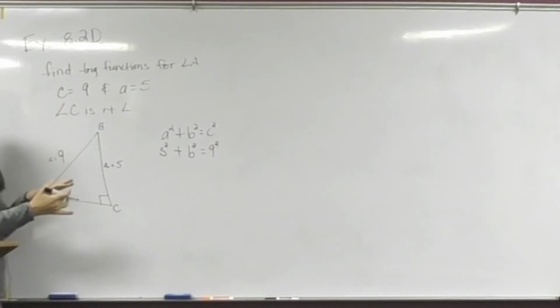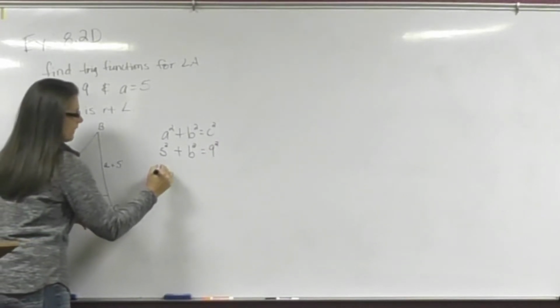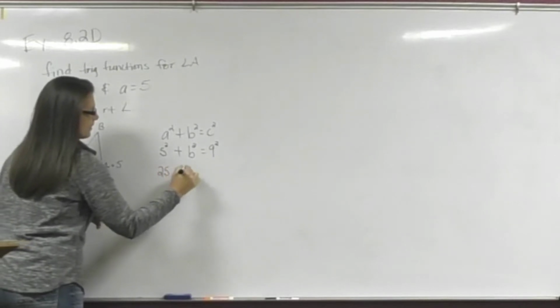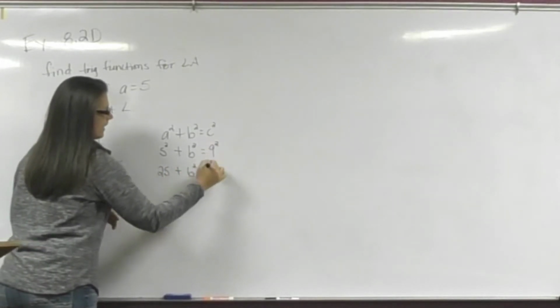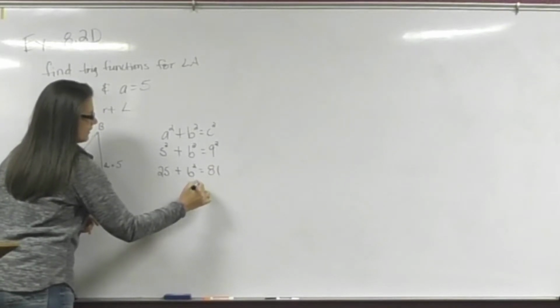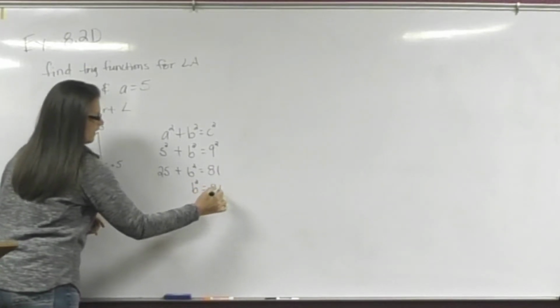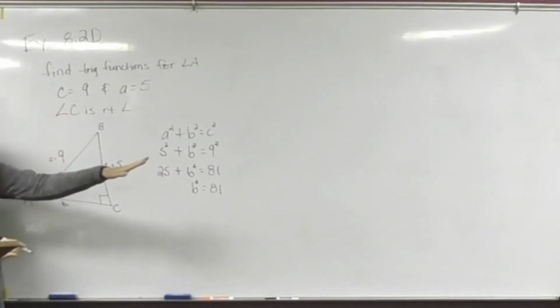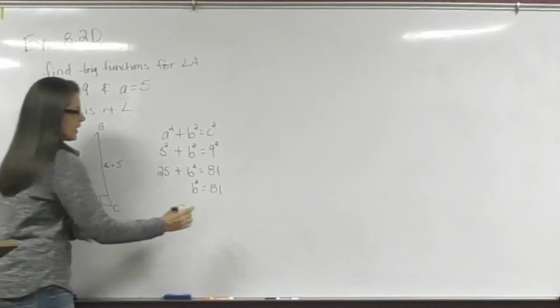Now we just start doing the math. 5 squared is 25, plus B squared, and 9 squared is 81. This guy stays put on the left side. I take that 25, I move it over, and when I do, its sign changes.